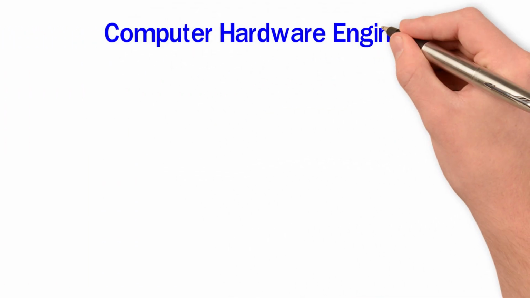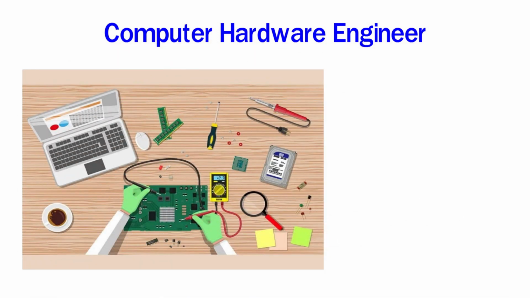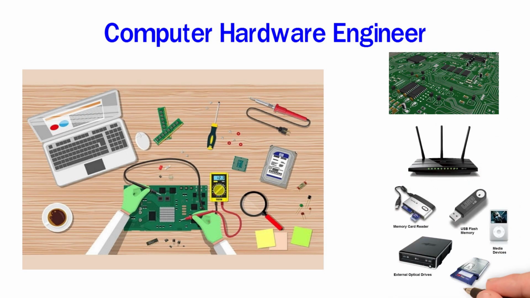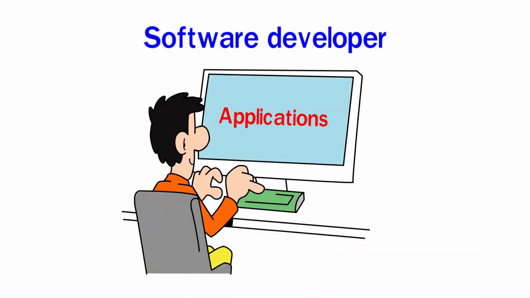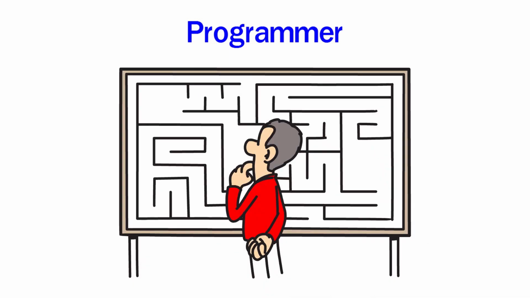Computer hardware engineer. A computer hardware engineer is responsible for designing, developing, and testing computer components, such as circuit boards, routers, and memory devices. Software developer. A person who creates computer applications. Programmer. A person who designs operating systems and fixes them when they break.